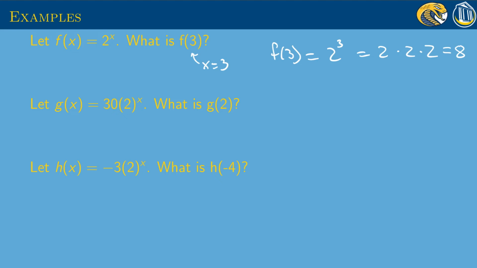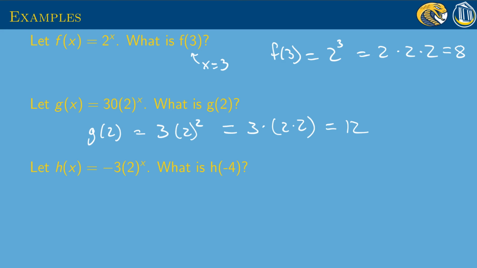Similarly, if we have g of x equals 3 times 2 to the x, g of 2 is 3 times 2 squared, and we have to remember our order of operations tells us that we do the exponent before we do multiplication. So this is 3 times 2 squared, that's 2 times 2, 3 times 4 is 12.